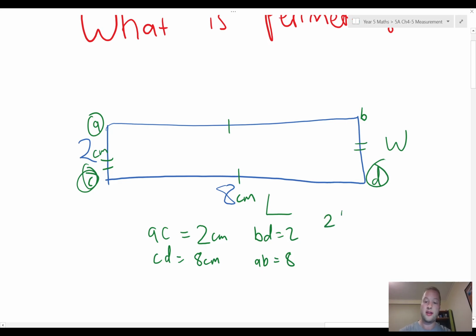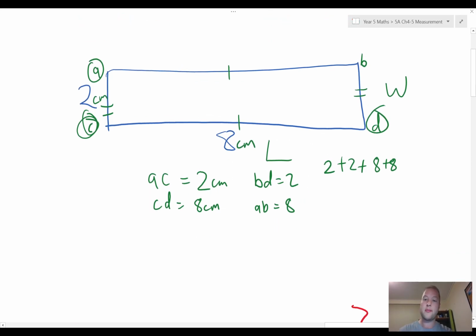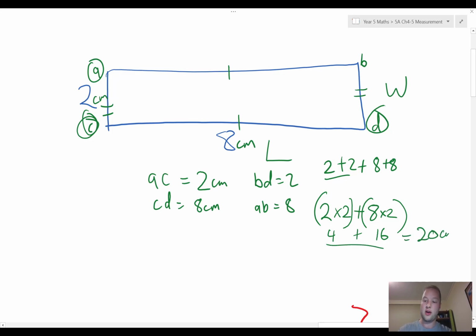So you can either just write it like this, 2 plus 2 plus 8 plus 8, or as you find more and more shortcuts in maths and try and find new ways of doing it, you can just do this one. So my width times 2 plus my length, which was 8 times 2. Do these first. So I've got 2 times 2 is 4, and 8 times 2 is 16, and this is 4 plus 16 is 20. So hopefully that makes sense. If not, just add all the sides up and you'll get there.